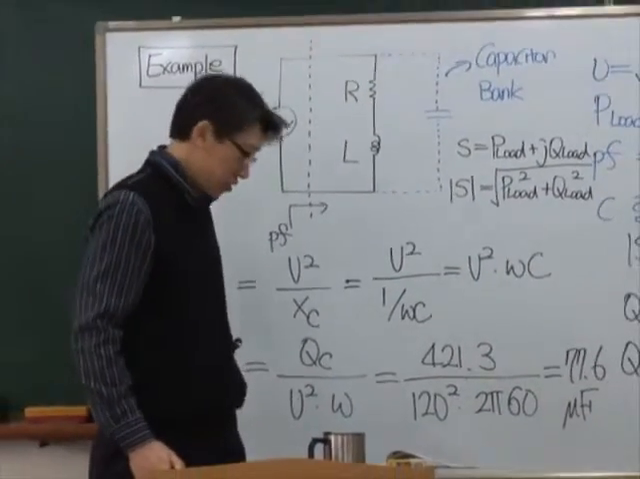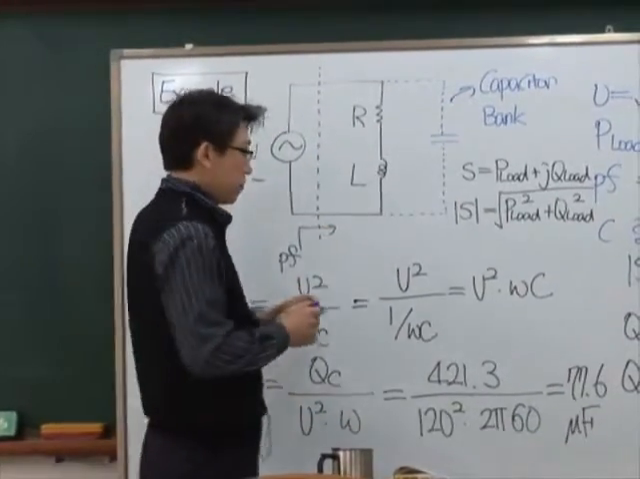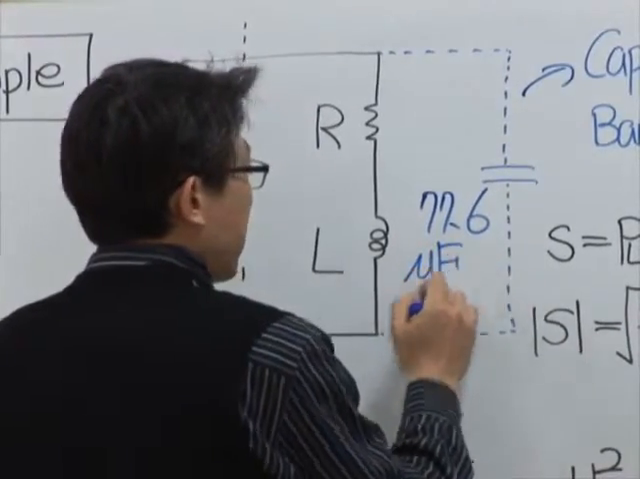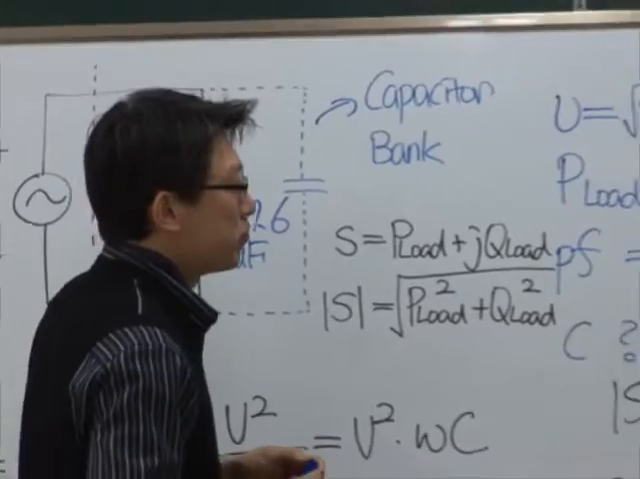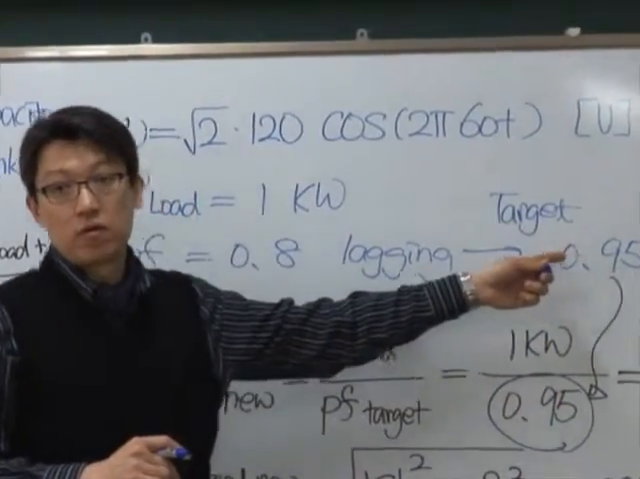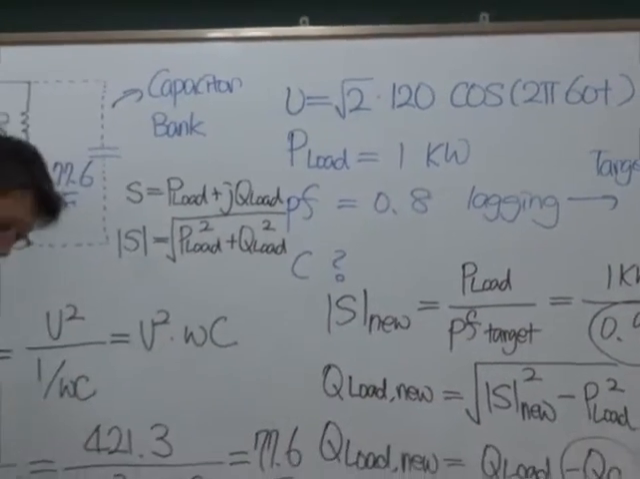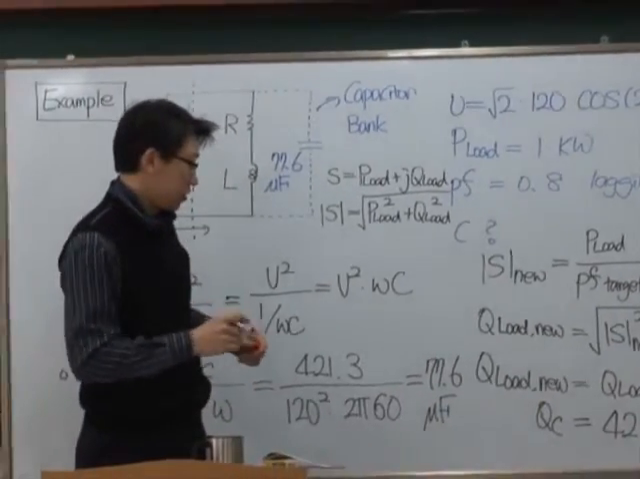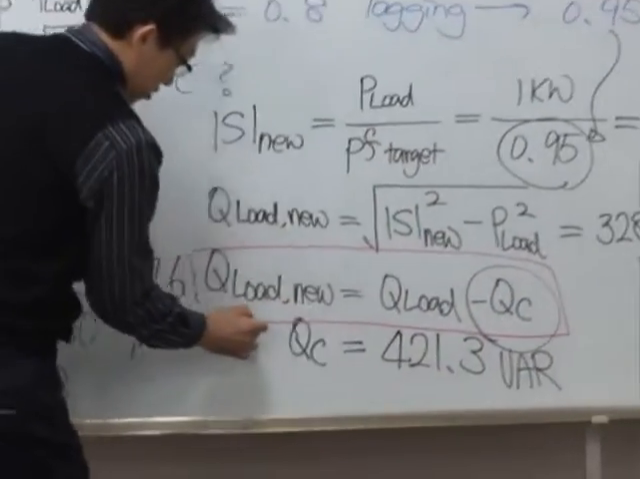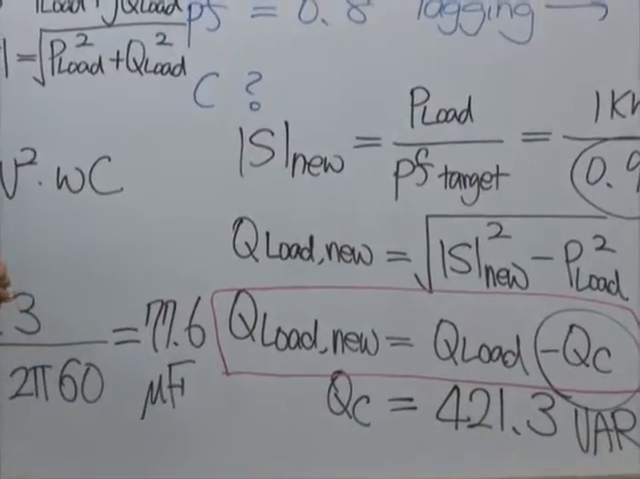So in summary, by adding capacitor bank of 77.6 microfarad, we are able to improve the power factor from 0.8 to 0.95. Okay? I think some of you are now confused, but can you understand this? This is because of conservation of power.